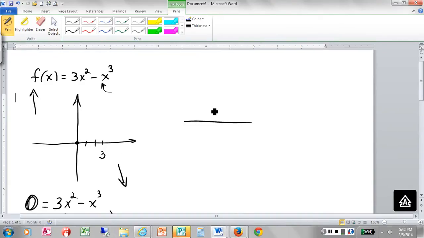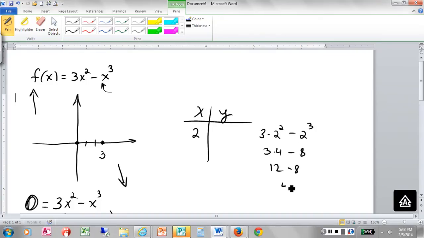In this case, what I recommended was put a little point there in between our x-intercepts. And so here, x equals 1 or x equals 2. Take your pick there. I'm going to go with x equals 2. And then calculate your y value, plugging in that value for x. So I have 3 times 2 squared minus 2 cubed. So that would be 3 times 4 minus 8. So that would be 12 minus 8. That would be 4. Sorry, y equals 4. Then it goes with the x value 2.